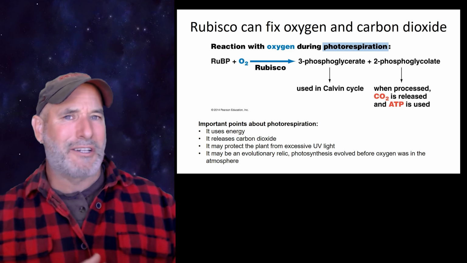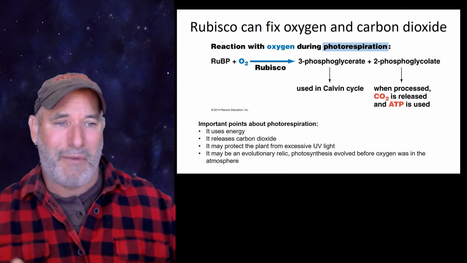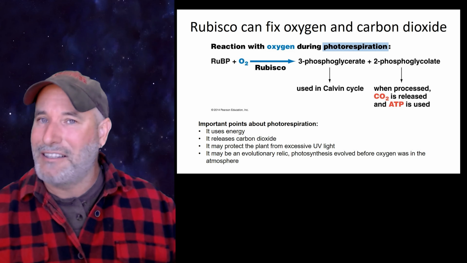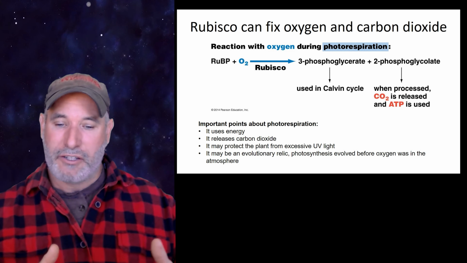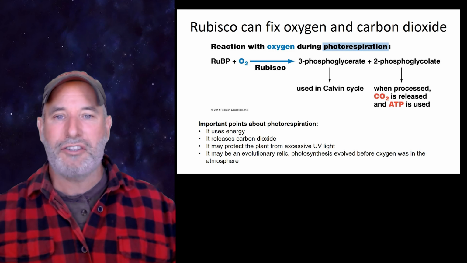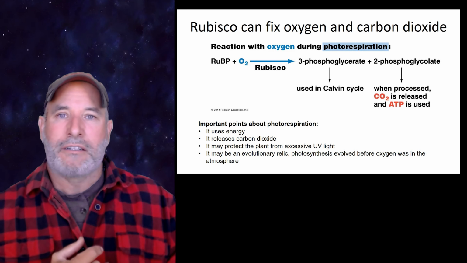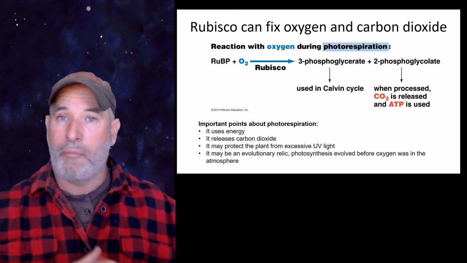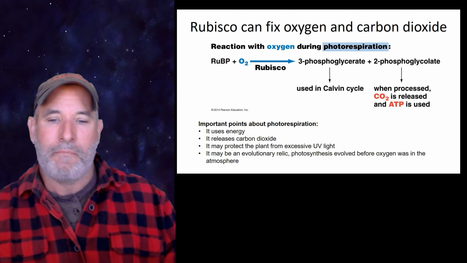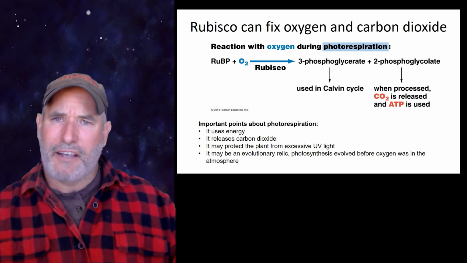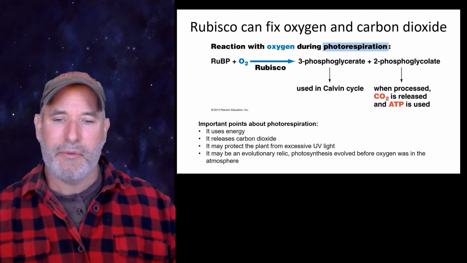Oh, and unlike respiration, when you start breaking down organic molecules, you don't get ATP from this. The process actually uses ATP. So you can see that photorespiration is this evolutionary relic. Not only is it costing you carbon that you fixed, it's also costing you ATP. It's costing you energy as well. So that's a problem for these plants living in dry environments, right?